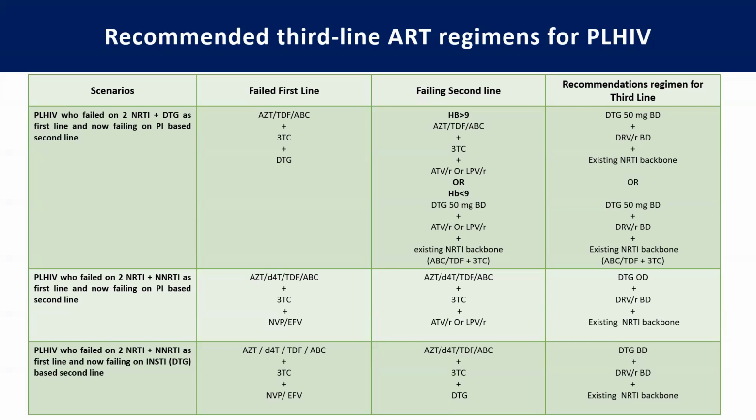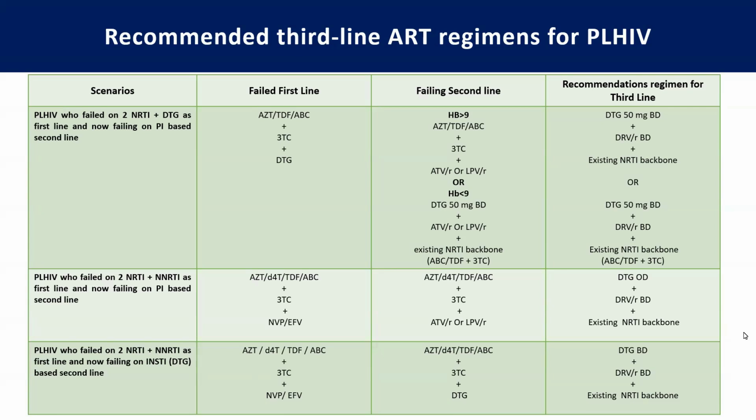So here in the third line, in both scenarios, for the failing second line, whether the HB was more than 9 or HB was less than 9, because the patient had DTG in the first line, then here, third line, the DTG will be 50 mg BD. So that is the thing.